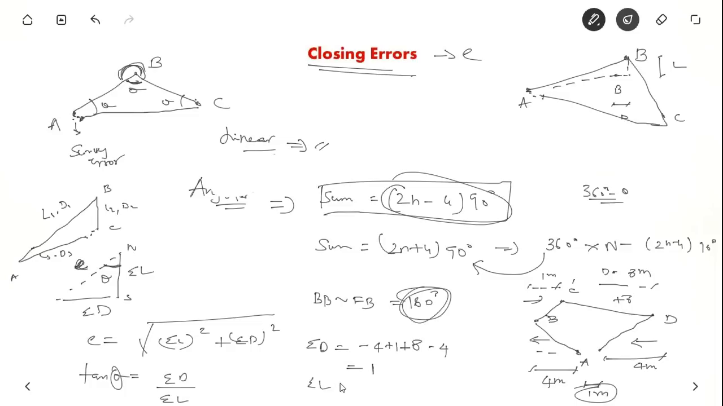Similarly, if you have a latitude error of, say, 1 meter, then E equals root of 1 square plus 1 square, which is root 2, and tan theta will be 1 by 1, so theta will be 45 degrees. So 45 degrees will be the bearing angle of the closing error.